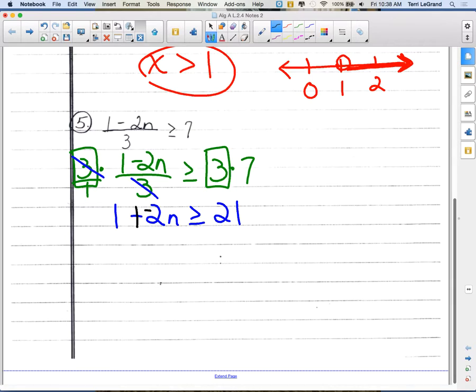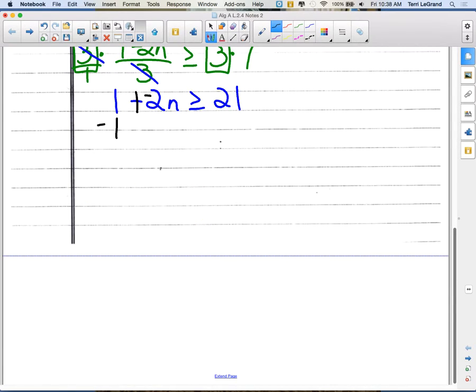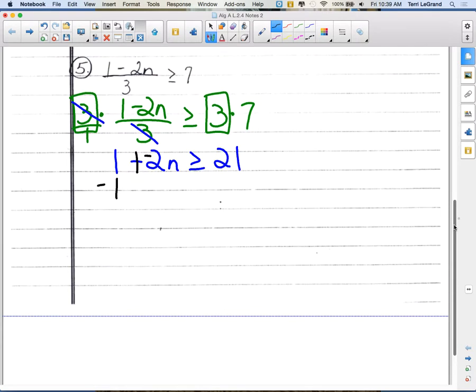So what would we do to get that 1 out of there? Because we want that negative 2n to be alone. Subtract it. So we're going to subtract 1 from both sides. And it's a negative 2n that is left. We are subtracting, so we don't have to worry about reversing the symbol. 21 take away 1 is 20. Okay, what's our next move?